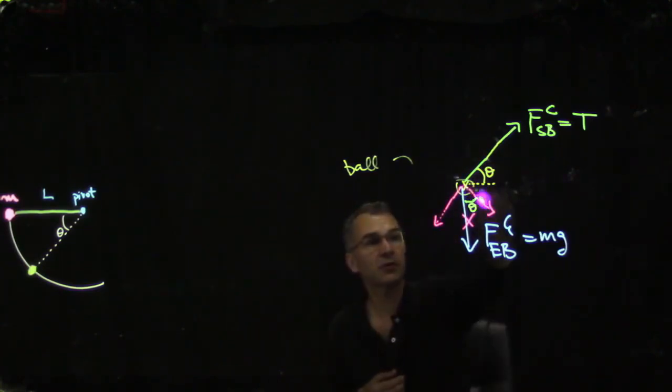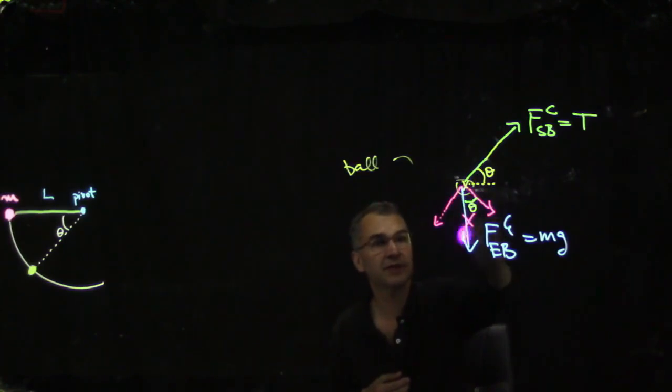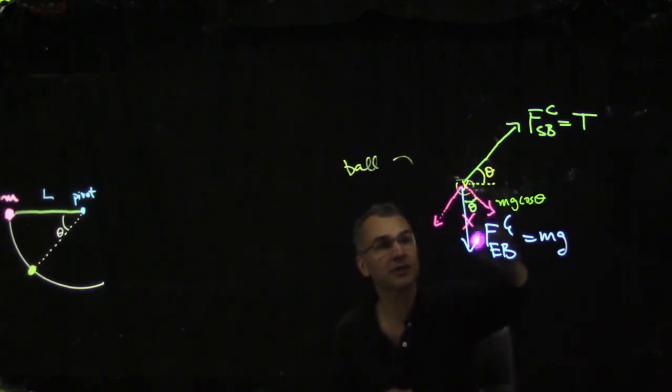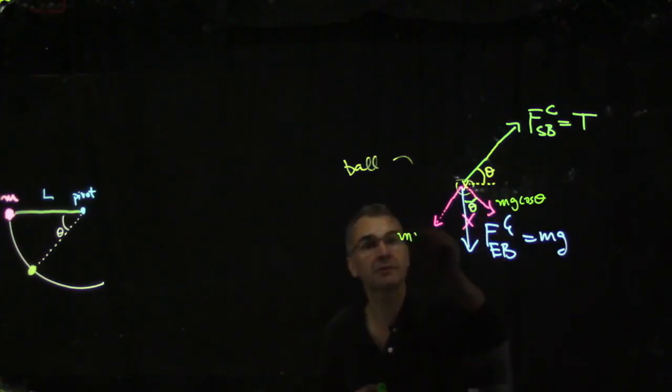Comparing this tangential part of gravity to the original gravity line, this looks like adjacent over hypotenuse. So this must be mg cosine theta. Then if we were to take this radial part of gravity and redraw a copy of it over here, we would see that this is opposite over hypotenuse. Opposite over hypotenuse is sine theta. This must be mg sine theta.